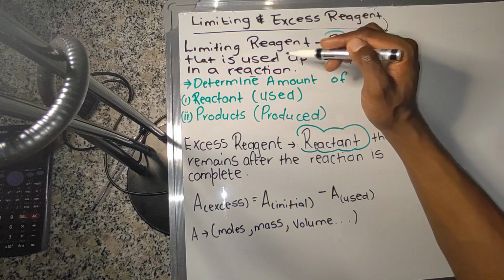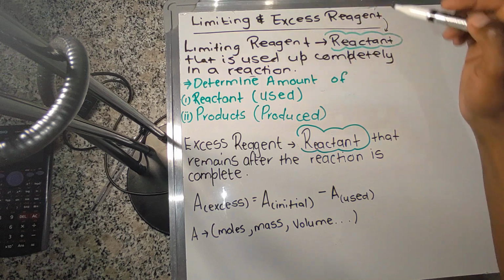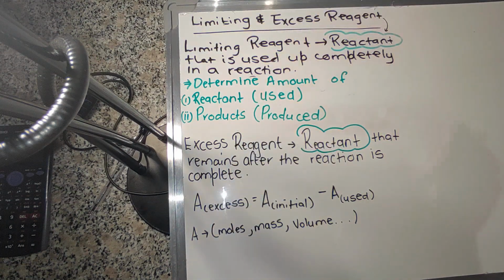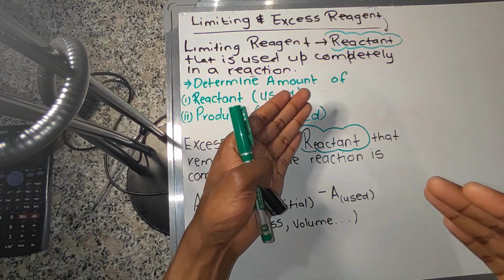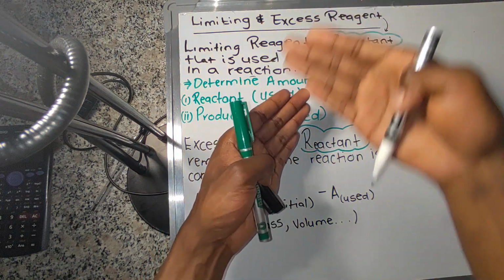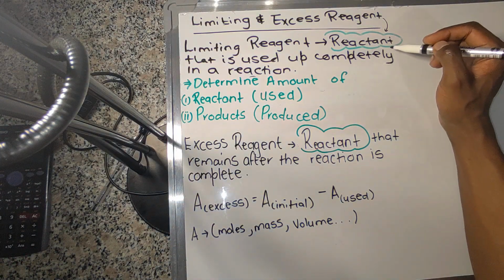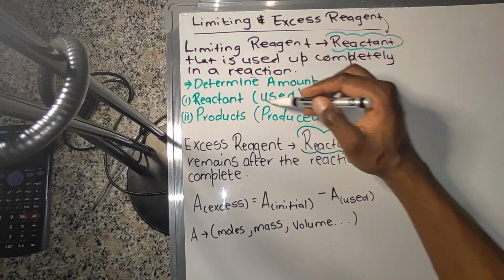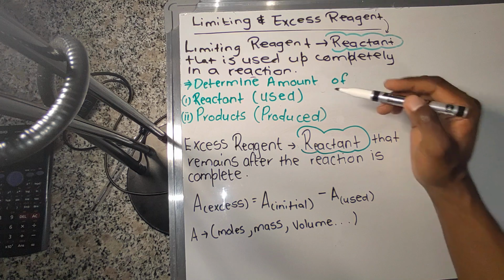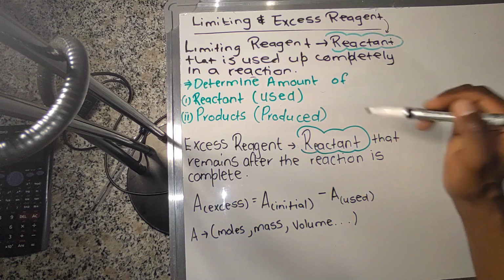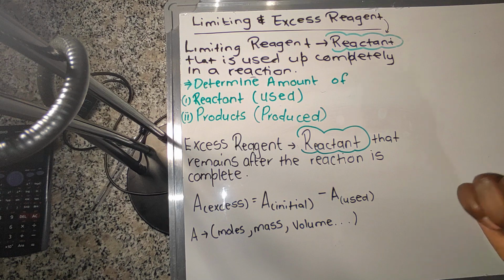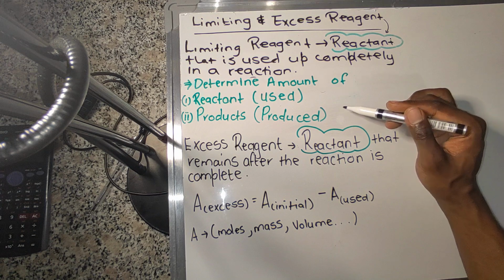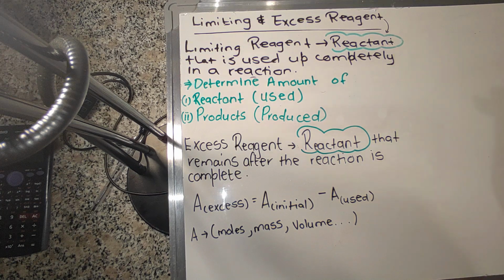Now that reactant that is used up completely in a chemical reaction, that reactant that stops the reaction from continuing, is the one we call a limiting reagent. It stops the reaction from continuing. It is used up completely in a chemical reaction. So it's a very important reactant in this chapter, because number one, it determines the amount of reactants that is going to be used. Number two, it determines the amount of products that will be produced. So how much we use from the reactants and how much we produce from the products depends entirely on the limiting reagent.